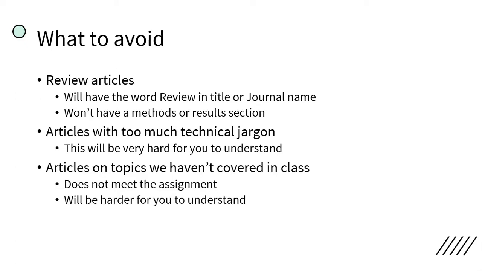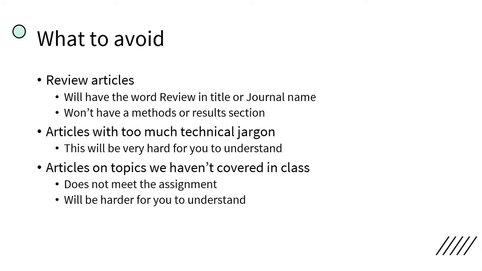Also, don't pick an article on a topic we haven't covered in class. Why? Well, it doesn't meet the assignment, right? I told you a whole point of the assignment is how does it connect to the class. Also, if we haven't covered it in class, it's probably going to be harder for you to understand. So, for instance, we don't cover emotions in this class. So you're not going to want a paper that talks all about emotion, right? We also don't talk about development. So don't find a paper on development.